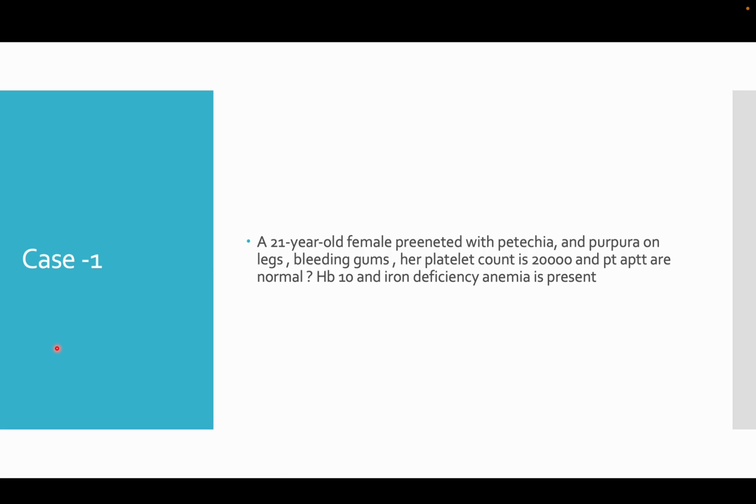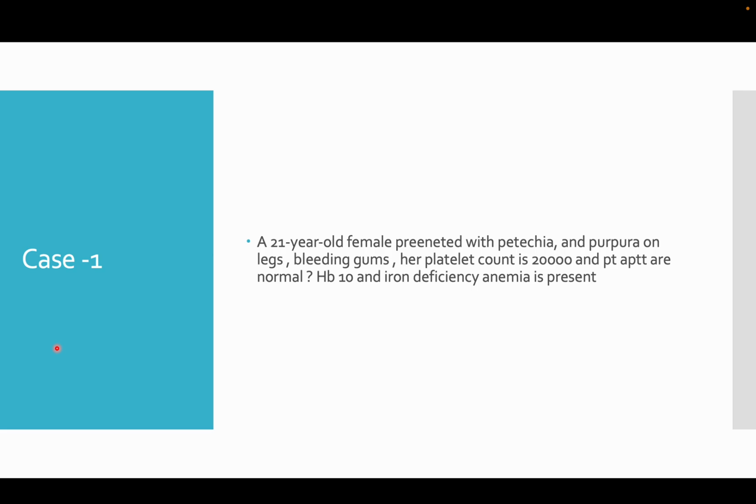Here, the patient doesn't have any drug cause, doesn't have any other connective tissue disease features as mentioned, and they didn't mention anything about the history, but you need to ask for them. Her platelet count is 20,000 and her hemoglobin is 10. So generally we go ahead and say it's a case of ITP.